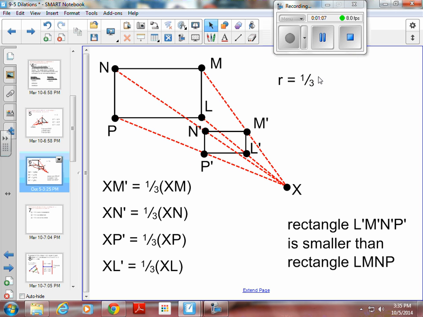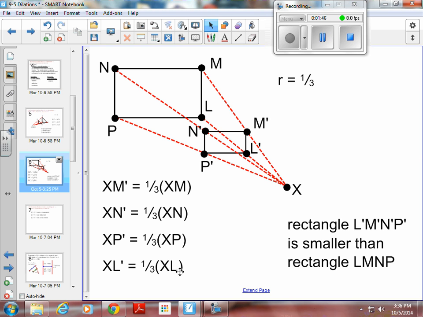If my scale factor is going to be like 1/3, then my pre-image is going to be larger. So here's a rectangle LMNP. And then I've got my image L prime, M prime, N prime, and P prime with my center at C, my center of dilation. This is also to scale, which means if I multiply the distance from X to M times my scale factor, my R, 1/3, I'm going to get the distance from X to M prime. So multiplying by 1/3 is the same as dividing by 3, so I'm getting smaller.